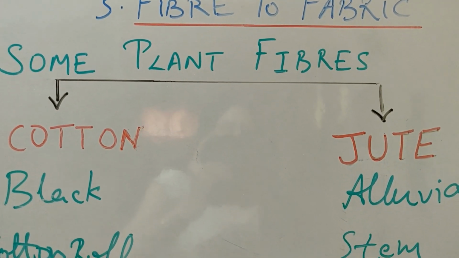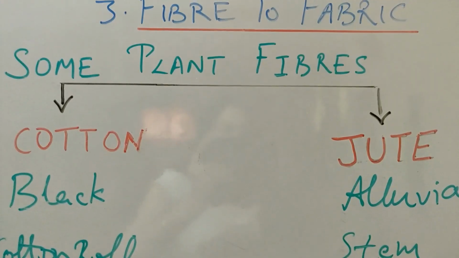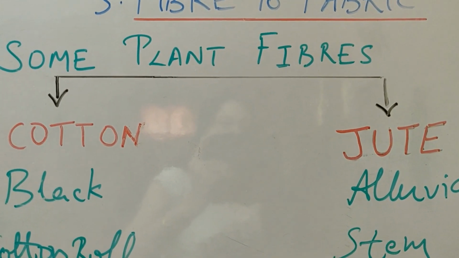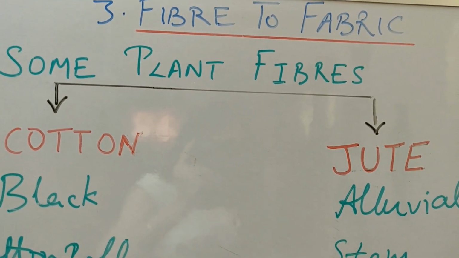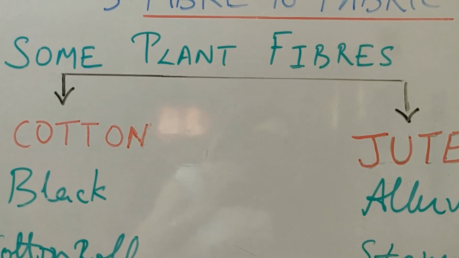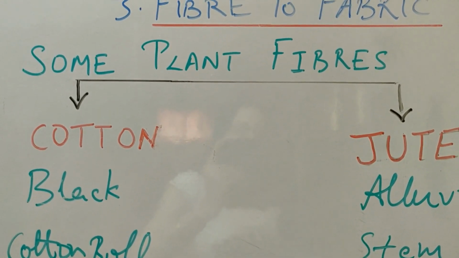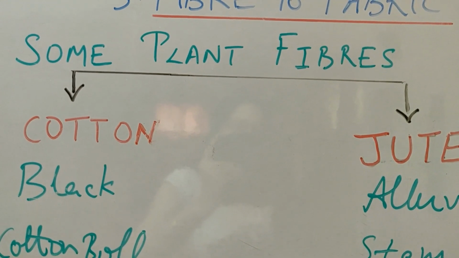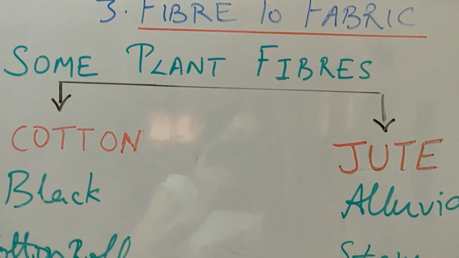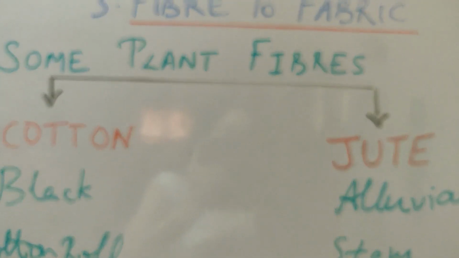This ginning is also known as combing. So don't get confused. Combing or ginning is same. Then you have to do question number 4, which asks, why is cotton grown more in Maharashtra while jute is grown more in West Bengal region?